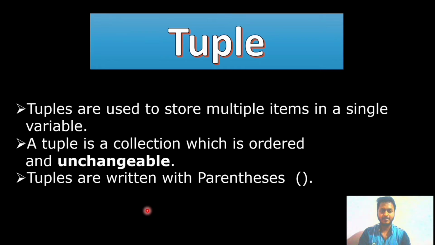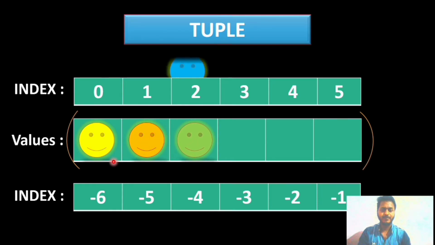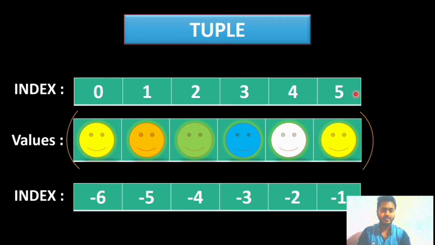So let's see an example of a tuple. Suppose I have a tuple and the name of the variable is tuple. And there are 6 items in the tuple. Here the indexing starts from 0 and the last index is 5. And here the negative indexing. Suppose at the 0 index I have the yellow smiley, at the first index I have the orange one, at the second index I have the green smiley, at the third I have the blue smiley, at the fourth I have the white smiley, and at the 5th the repeated one, the yellow smiley.